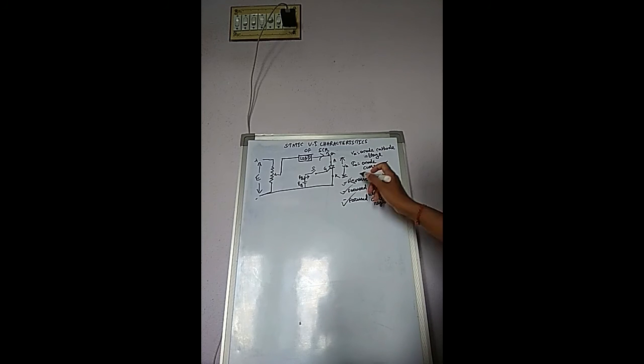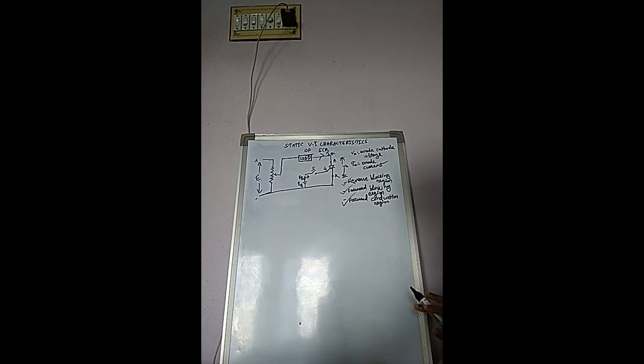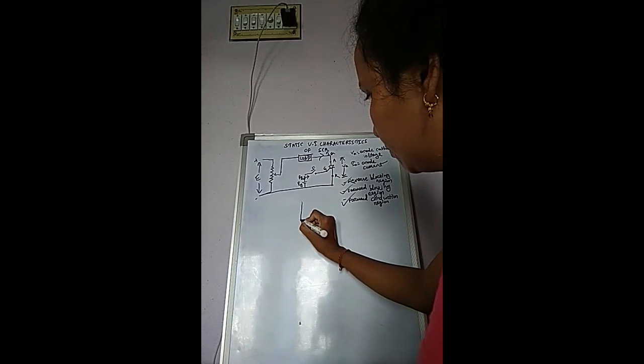So to understand the VI characteristics of SCR, we first need to draw the VI characteristics graph. So first let me draw the VI characteristics graph.